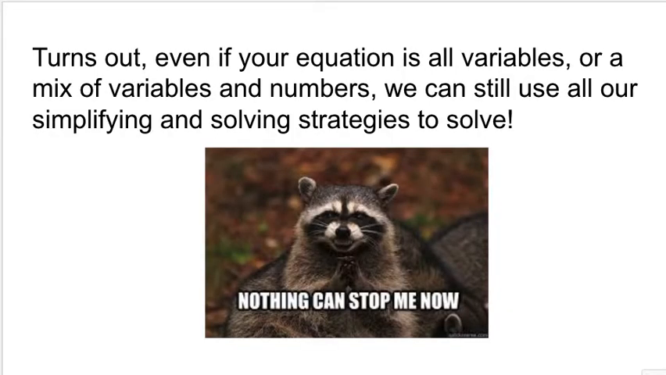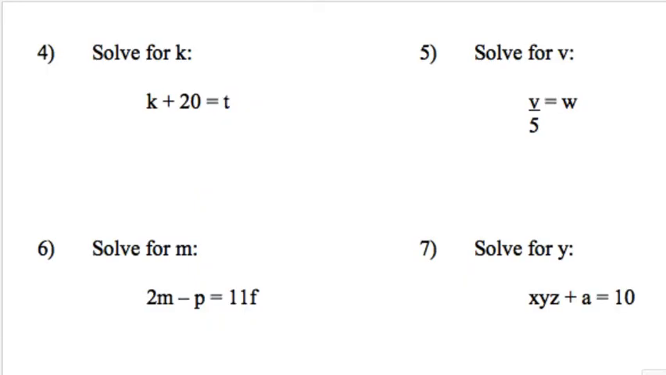So, even if your equation is all variables or a mix of variables and numbers, you can still use simplifying and solving strategies to solve. So everything that we've learned, from the adding and subtracting on both sides to multiplying, dividing on both sides, the distribution, the combining like terms, all that stuff, right? Those inverse operations in particular, we can do that with any equation to solve for a part of that equation. It doesn't matter whether we're solving for a number or a letter. We can do whatever we want, right? Just as Raccoon here is saying, nothing can stop you, which is really nice.